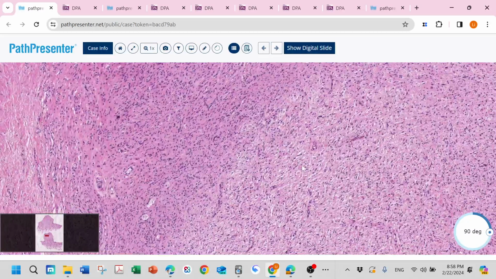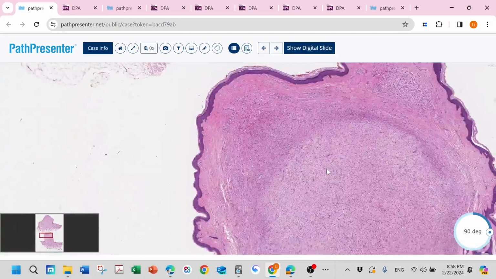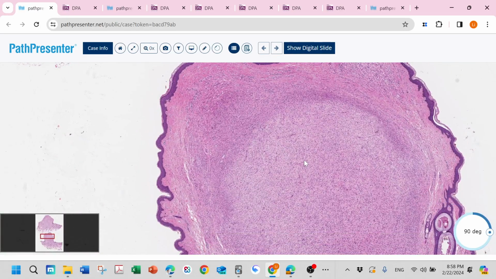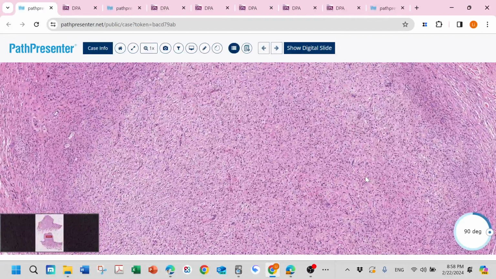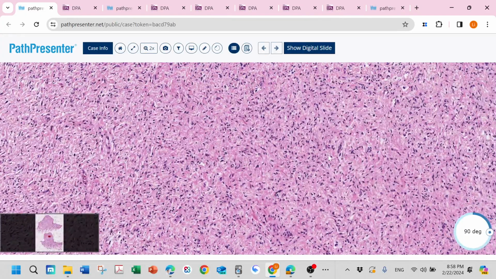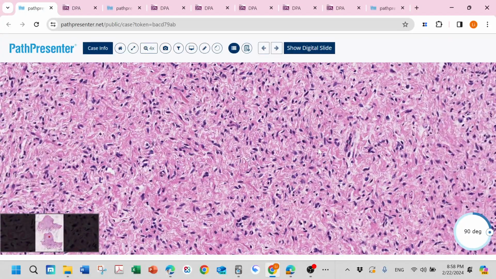So when you see this spindle cell, especially in low power, you do not see any vesicular growth, any storiform growth, any Verocay body, all of the features like this. You need to think about whether it is a neurofibroma. So when you zoom in, you can see different kinds of spindle cells. They look different. And then you can also see these guys.